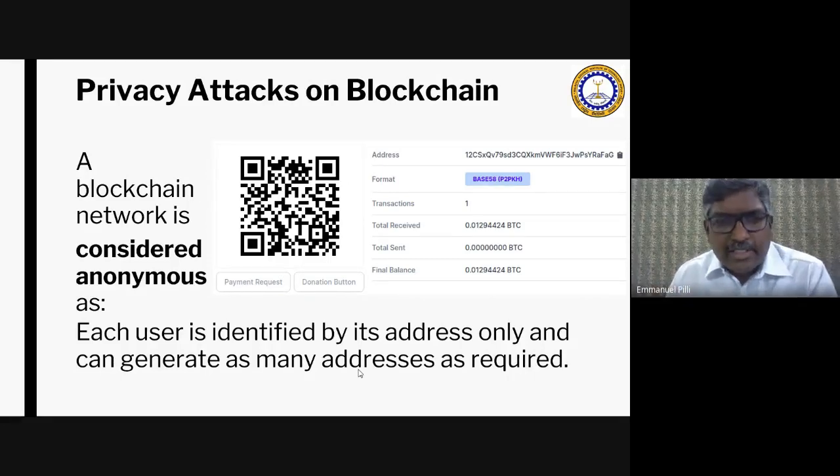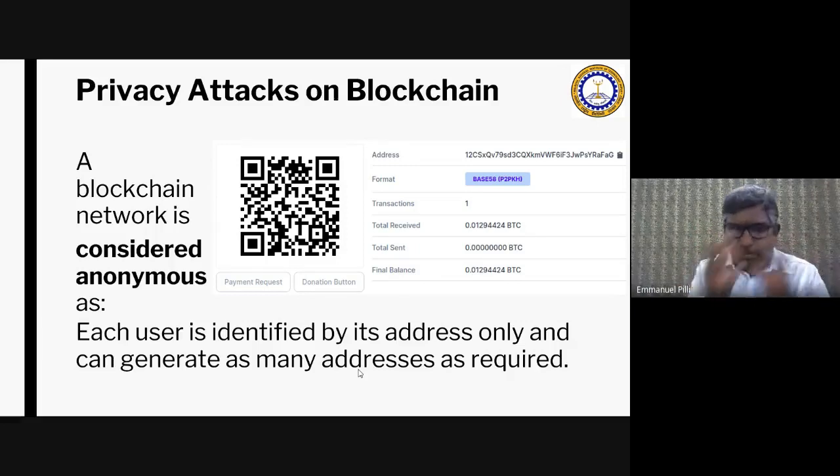Right. So a blockchain network is considered anonymous, as each user is identified by address only. Of course, you can generate proxies, you can generate different IP addresses which can represent you, but still maybe 5 or 6 addresses, 10 addresses you can generate for yourself. But then still these 10 addresses can show the transactions from other people coming to you and you sending to a similar set of people.